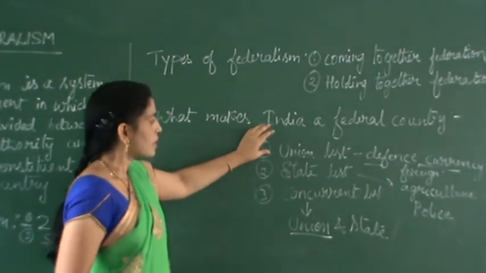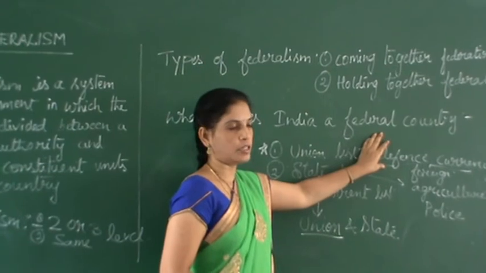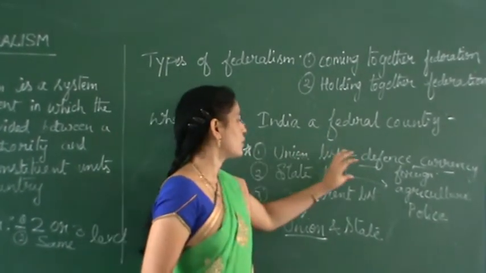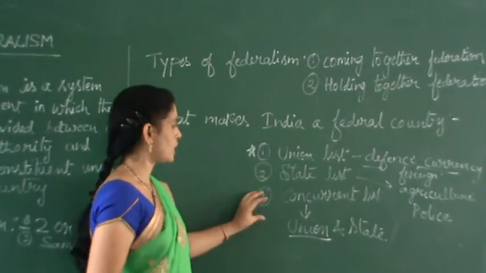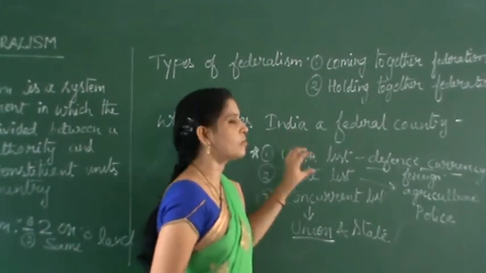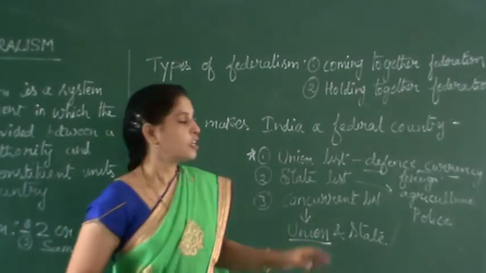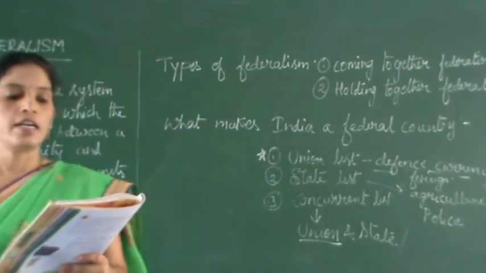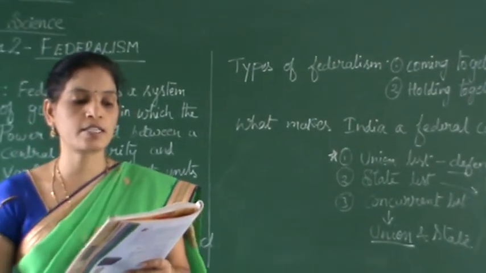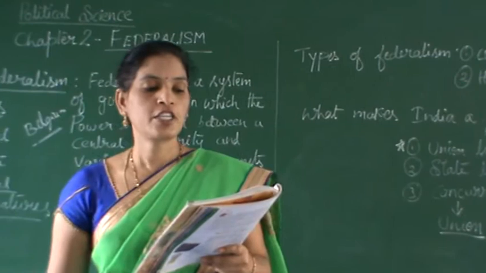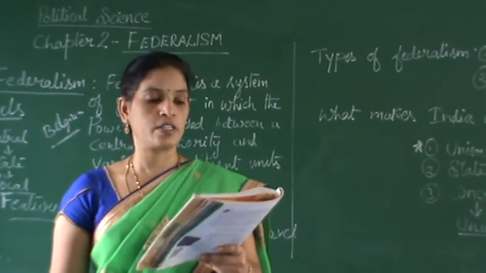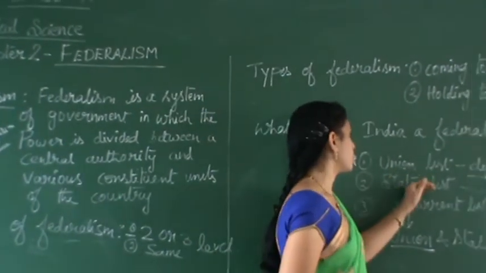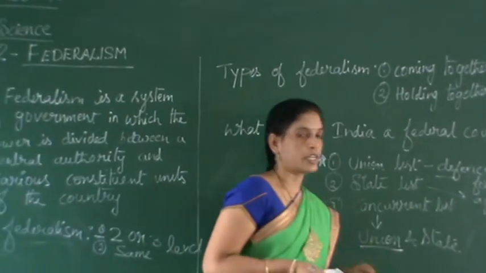Some subjects are governed by the union government only, or by the central government only. There are certain things which are governed by the state government. There are certain things which have to be governed by the state government as well as the union government. Those subjects are included in the concurrent list, like education, forest, trade unions, marriage, adoption and succession.